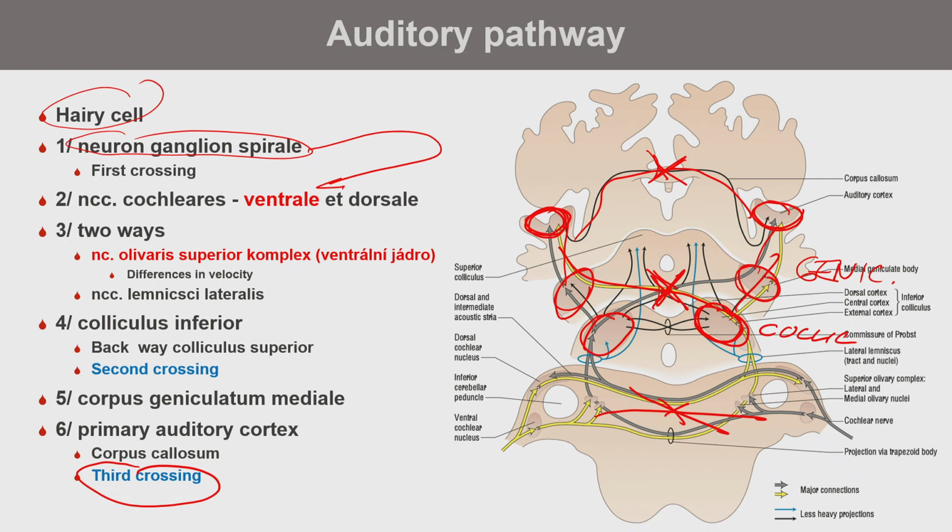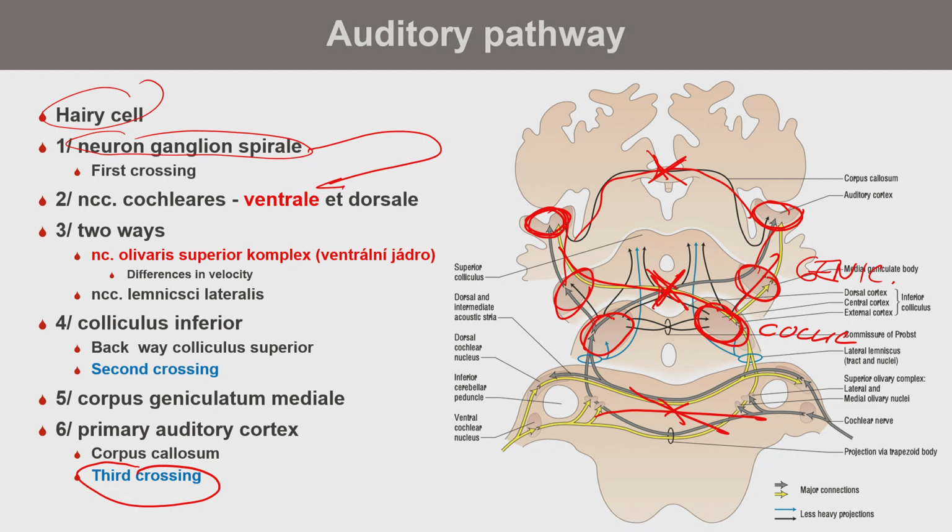But when we have lesion of the one cortical visual field, then we have a blindness of the whole one field. When we have lesion of a cortical auditory primary cortex, the patient is able to hear the sound.